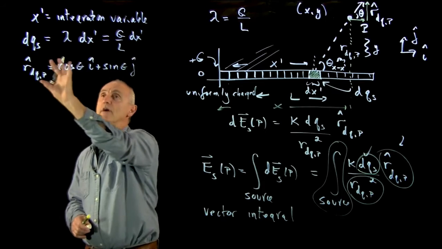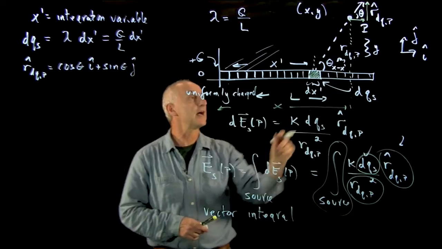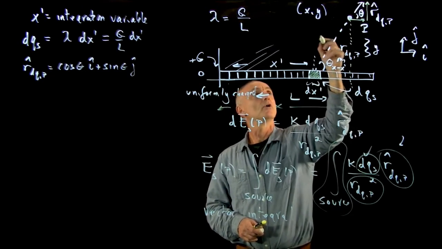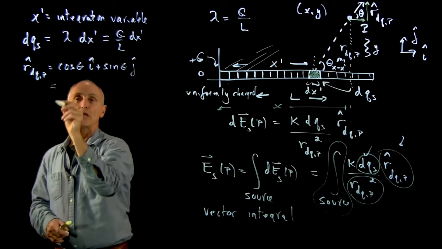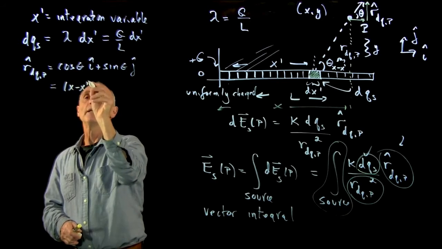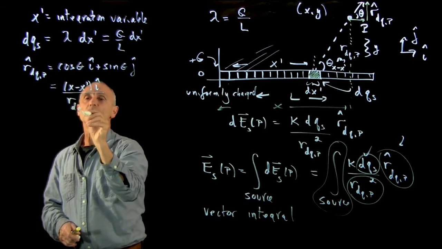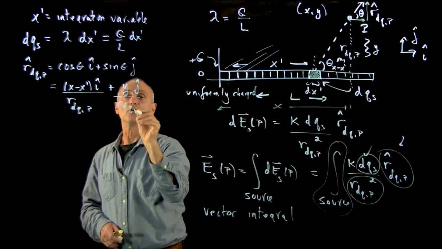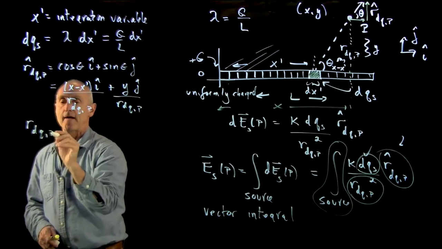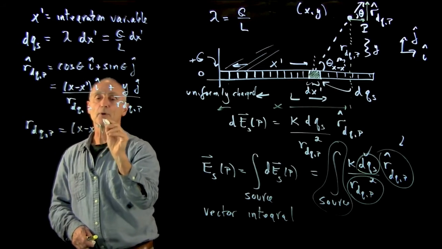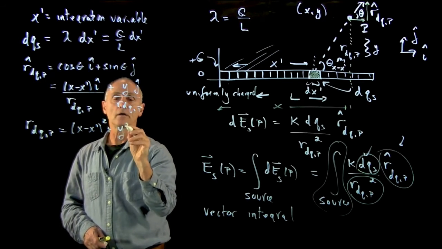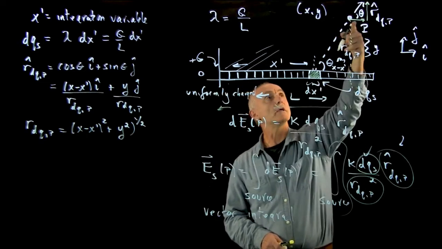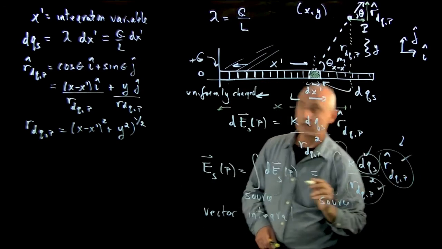Let me remind you that a unit vector has length 1. That's why there's nothing in front of the cosines and sines. And you can see in this picture that the cosine of theta is adjacent, x minus x prime, over hypotenuse, which we're calling r from dq to P. So we have the same type of result that we had for point charges. It's x minus x prime i hat over r, and the sine is simply y j hat over r. Now that distance, by the Pythagorean theorem, is x minus x prime squared plus y squared to the 1/2 power. And now we've got this piece, and we have that piece.